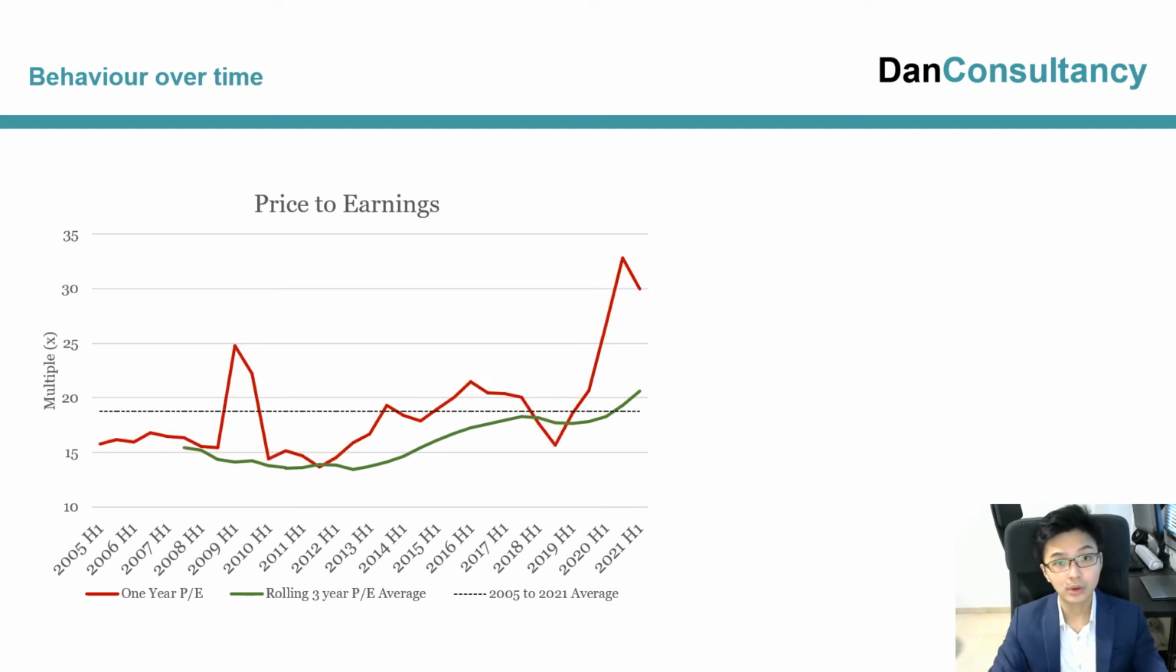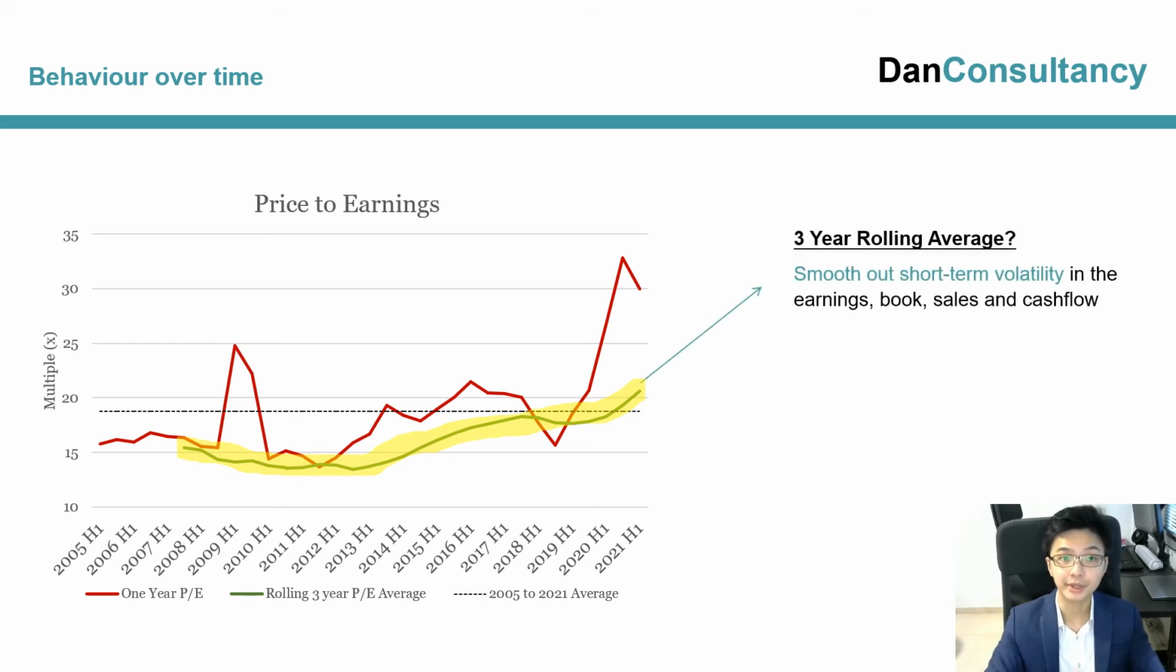For the 3-year rolling average, the purpose of this ratio is to smooth out any short-term volatility in the fundamentals that we may experience from the 1-year reading itself, right? This will result in a more accurate reading as compared to the use of a 1-year reading alone. And similarly to the 1-year reading, we will adopt the same thought process and go through the same list of questions to seek a better understanding of what is happening on the ground.